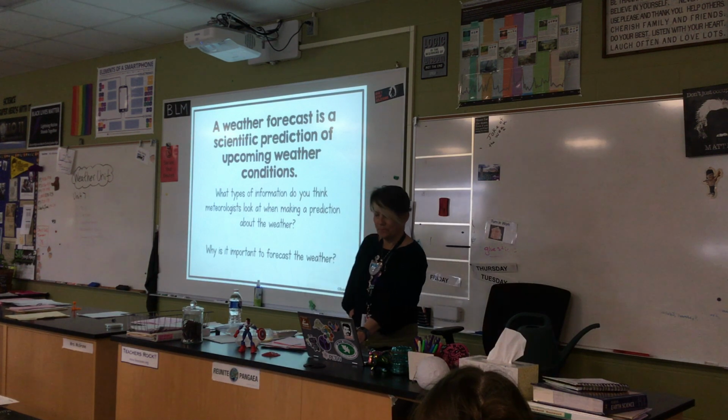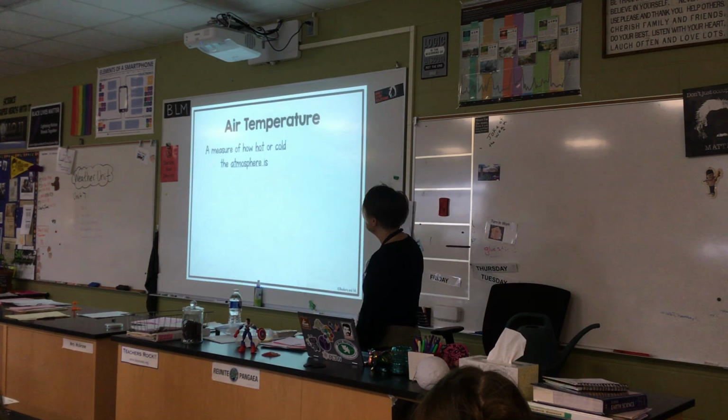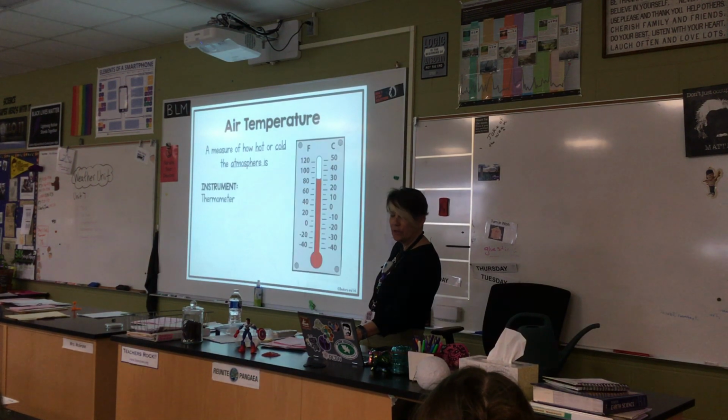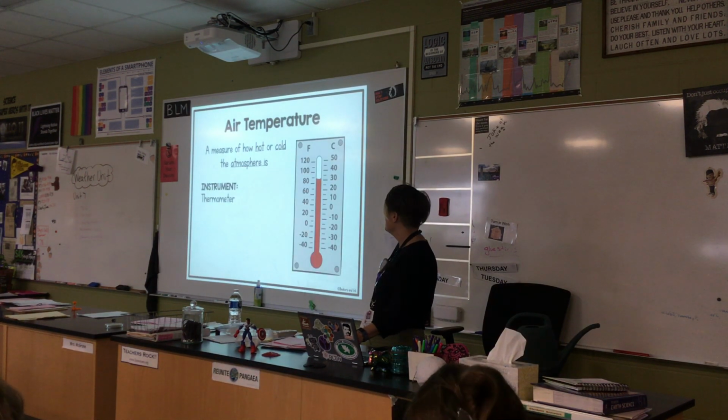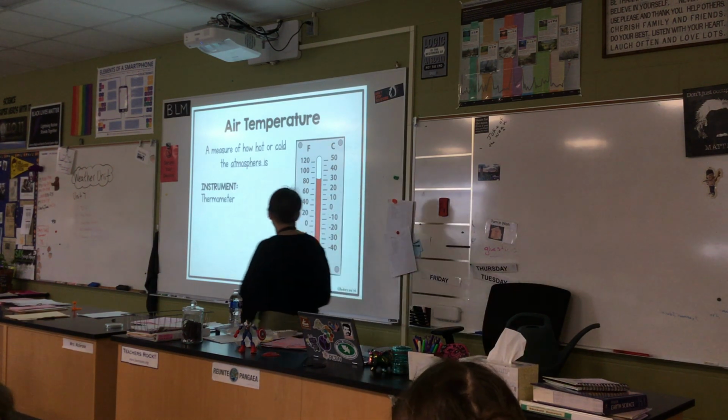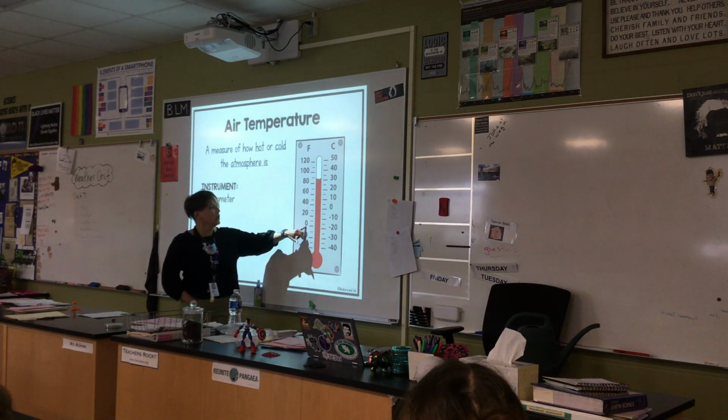All right, so the first one is air temperature. Air temperature is a measure of how hot or cold the atmosphere is. The instrument is a thermometer. How many of you know how to read a thermometer? There are a lot of people that don't. So we're going to go ahead and look at this thermometer right here.